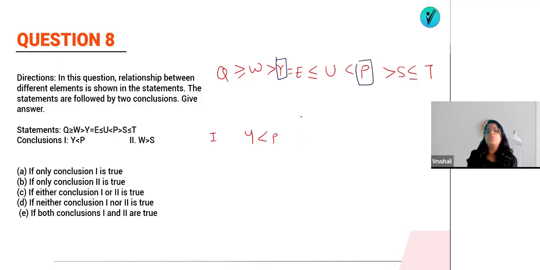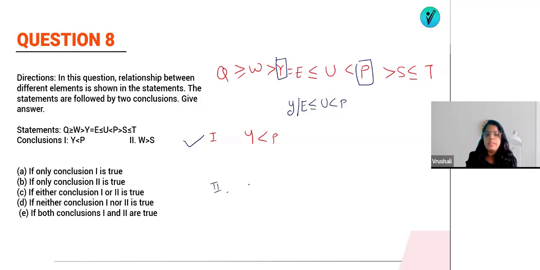So in between this Y and P, Y is equal to E, less than or equal to, less than, which means they have only the symbol of less than, that means it will follow. So the relation between Y and P will be what? Y or E both are equal, less than or equal to U, less than P. Means Y is less than U is less than P. So obviously Y will be less than P. So the first one will follow.